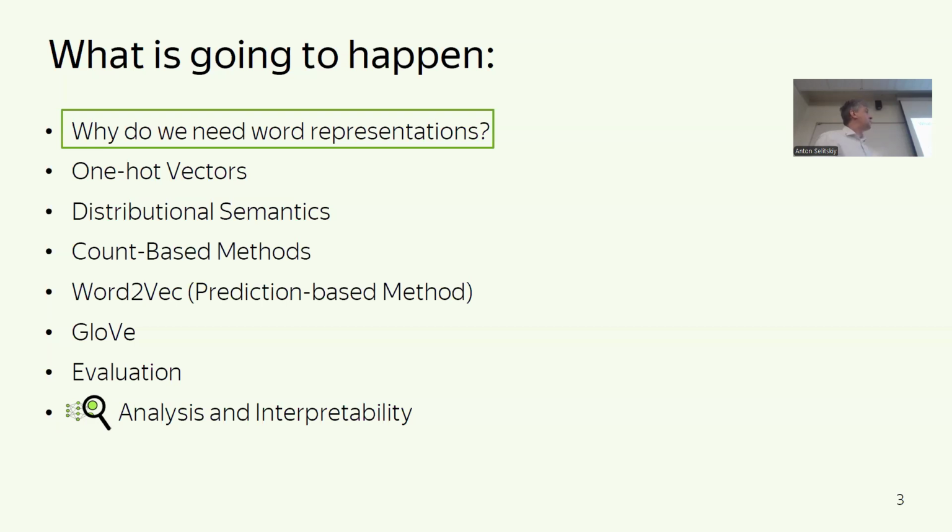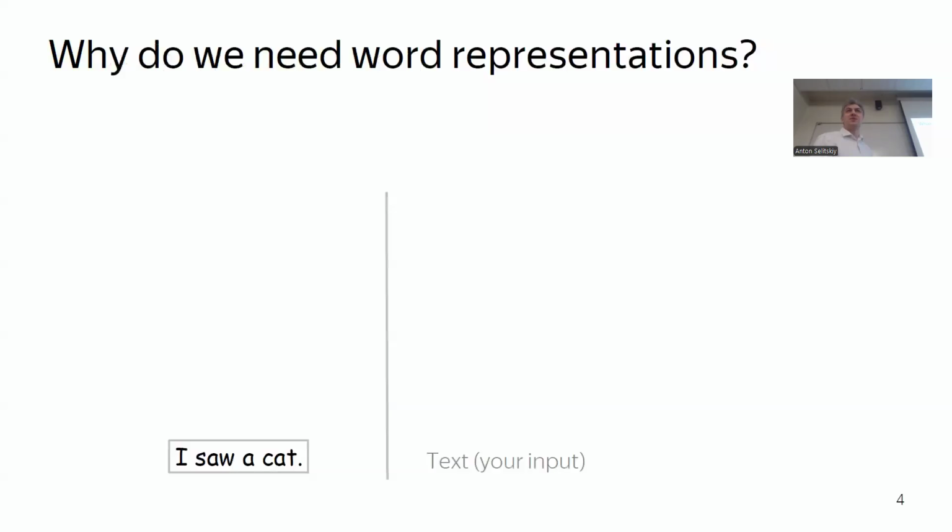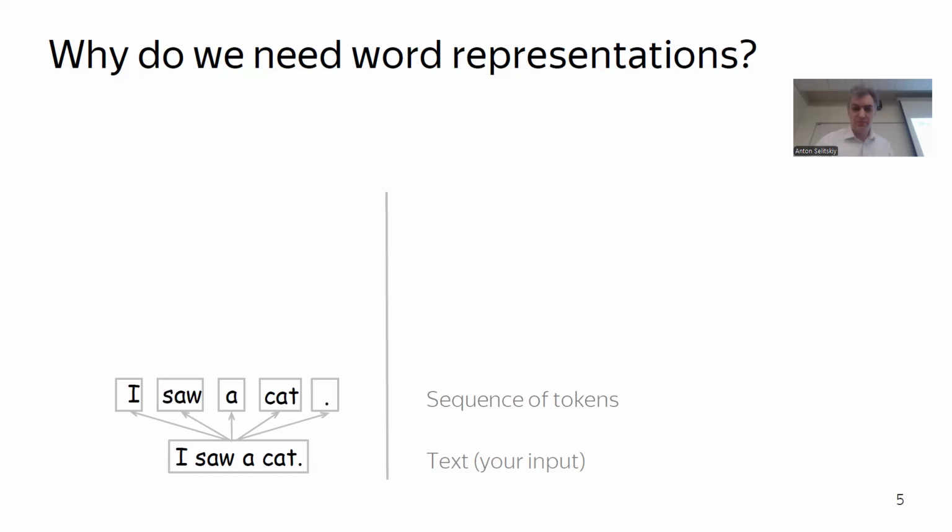So why do we need word representation? I kind of answered this question: we should represent texts somehow in computers, and they are represented only digitally. One second, I will move this.